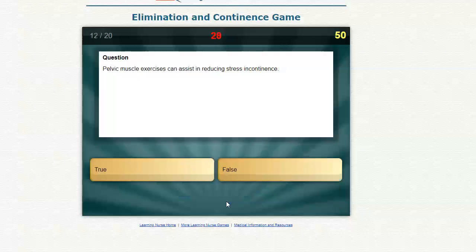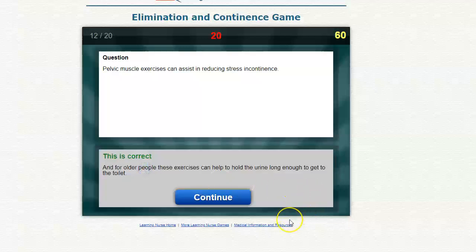Pelvic muscle exercises can assist in reducing stress incontinence. Is this true or is this false? It's true. And for older people, these exercises can help to hold the urine long enough to get to the toilet.